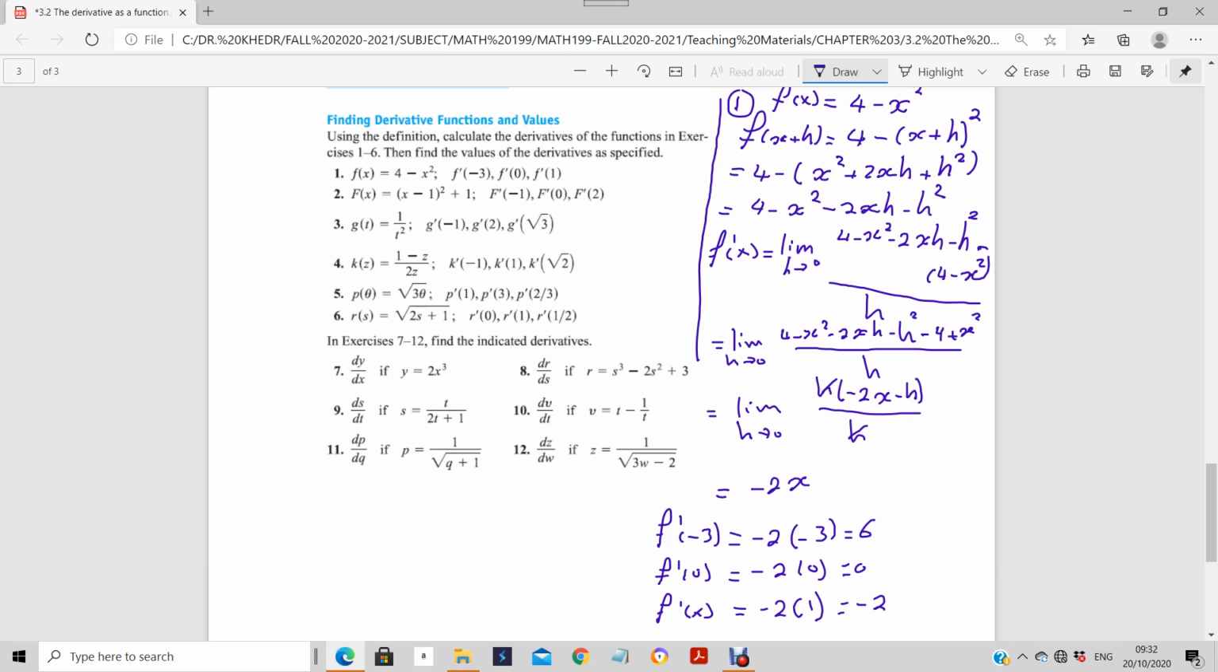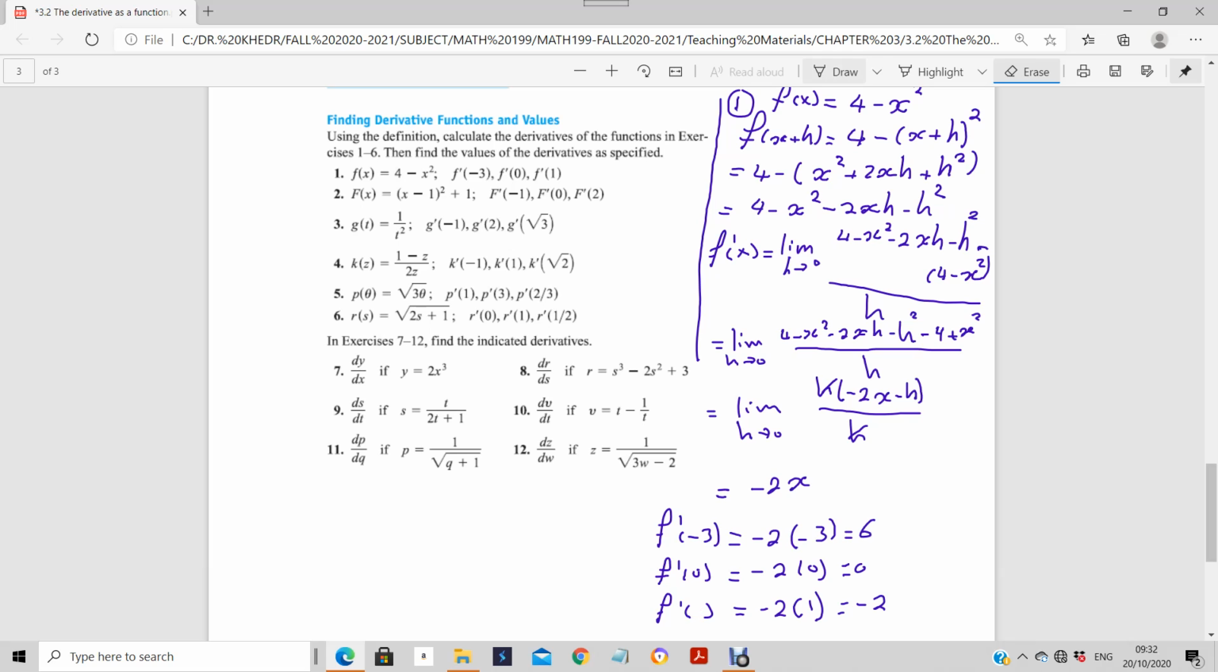And don't forget that the derivative here means the slope of the tangent line to the curve at this value of x. So at x equals minus 3, the slope of the tangent line is equivalent to 6. At x equals 0, the slope of the tangent line is 0. At x equals 1, the slope of the tangent line is minus 2. Okay? This is 1.